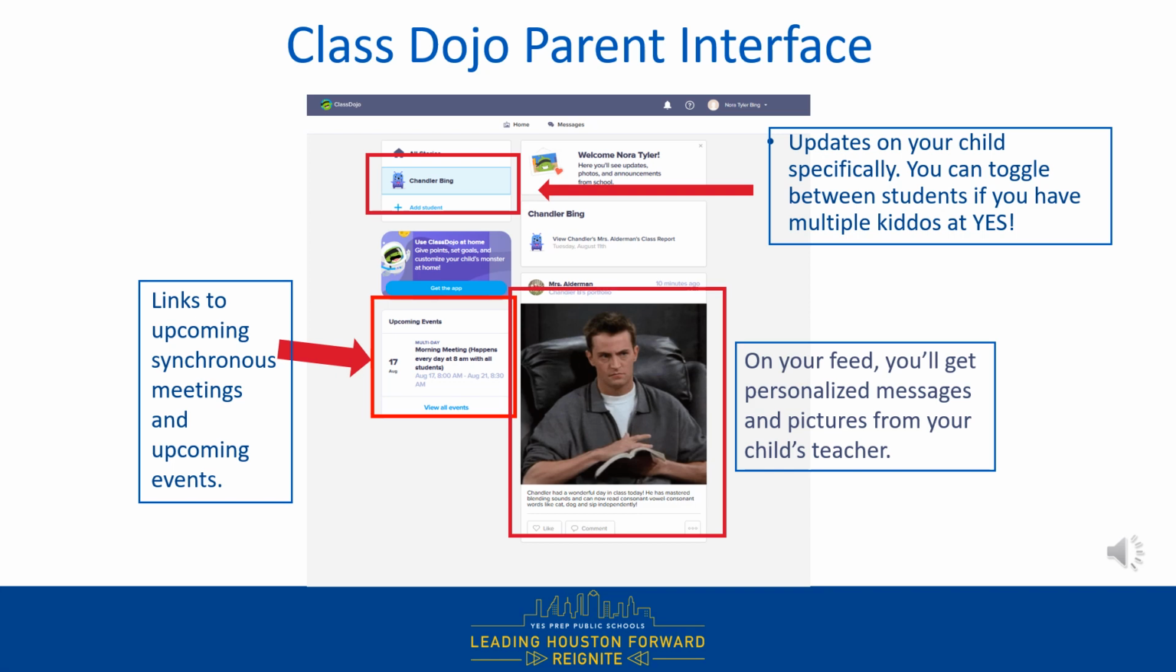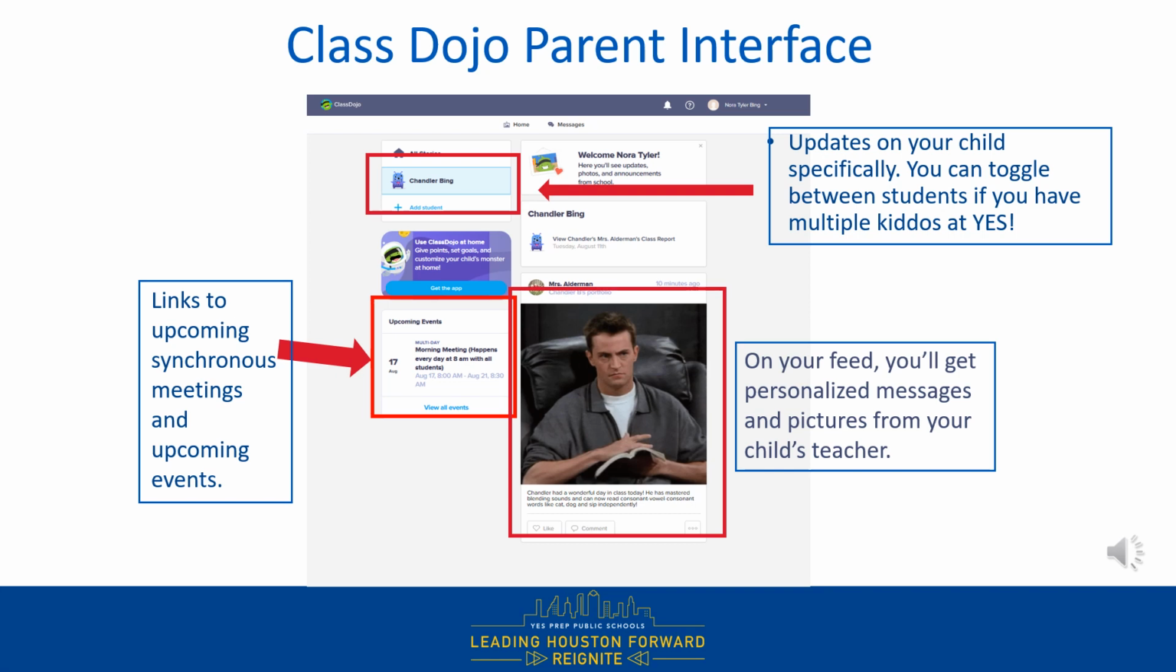Once you have logged in via the link that your child's teacher sends, you'll notice a few key features of Class Dojo. First, anytime you see your child's name, you can access updates on how they're doing. If you have multiple students enrolled in Yes Prep, you can toggle from student to student for individualized updates. Second, under the Upcoming Events tab, you'll see links to upcoming synchronous meetings and class events like Back to School Night and Meet the Teacher.